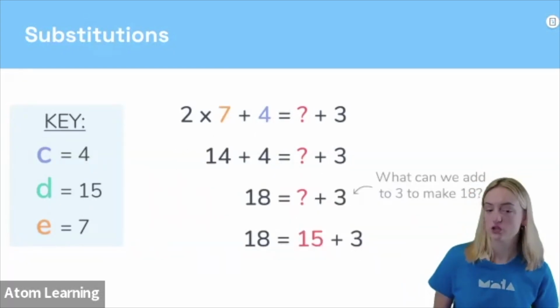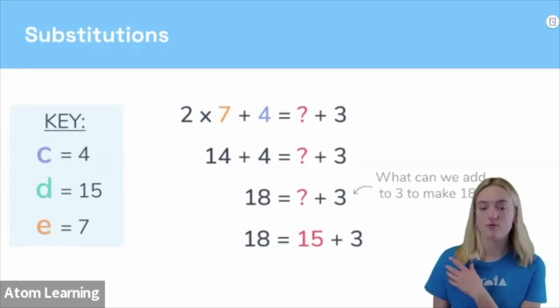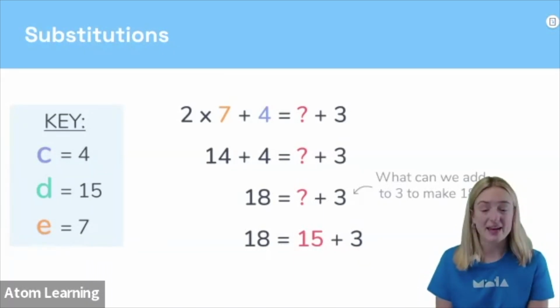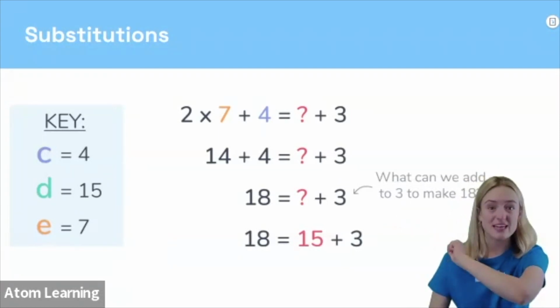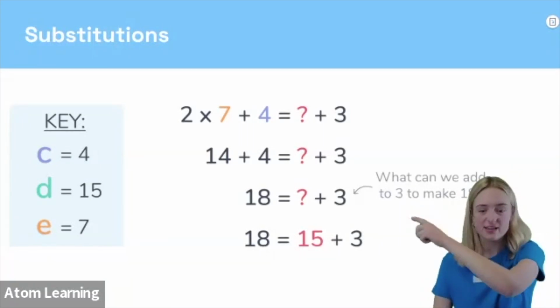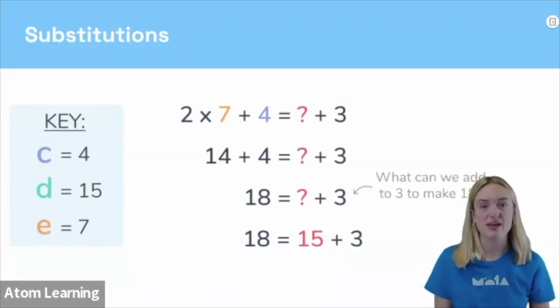So we've got 2 times 7 plus 4, which is 14 plus 4, which is 18. And then 18 is equal to what plus 3? 15. And then we look back at the key and we see that 15 is equal to D. So the question mark should be D.